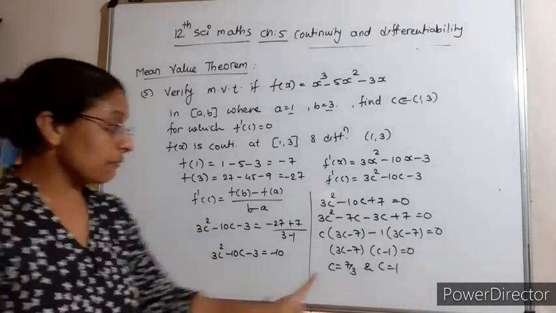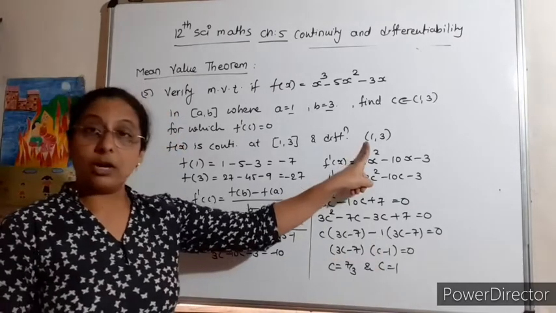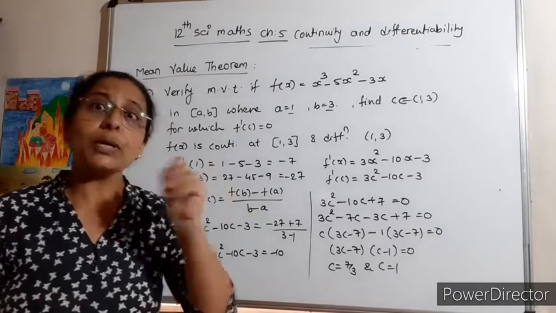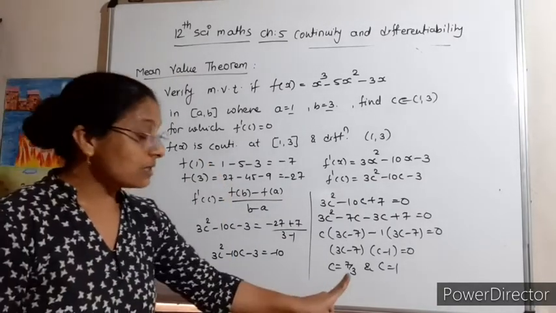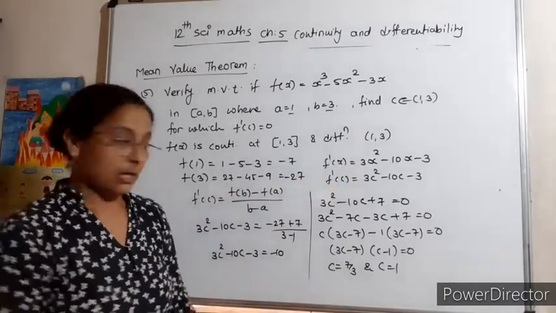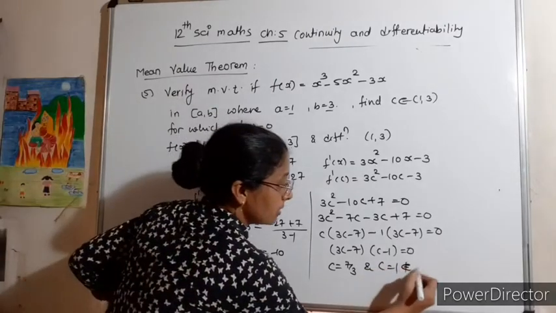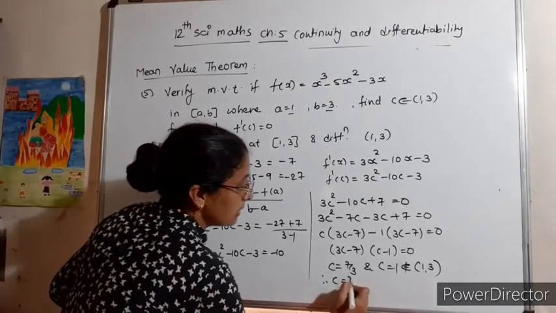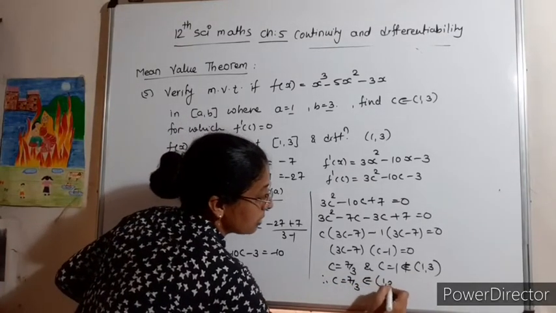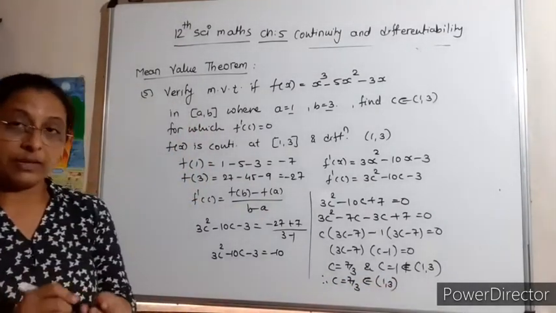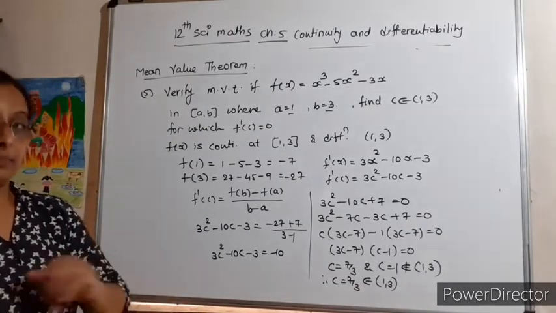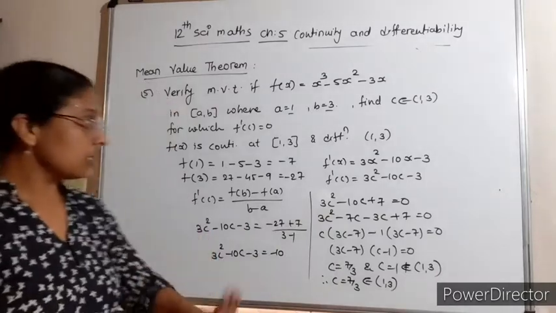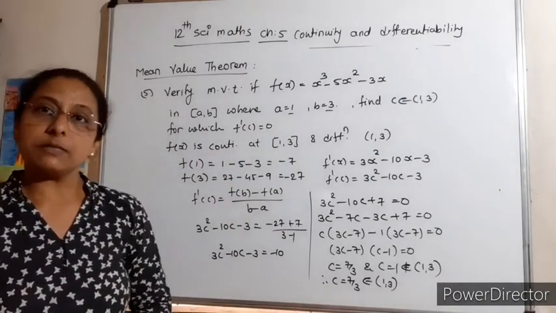But c is equal to 1 does not belong to the open interval (1, 3), right? And c is equal to 7 by 3 is 2 point something, and that belongs to (1, 3). Therefore, we can say that c is equal to 7 by 3 belongs to the open interval (1, 3). So which value do we accept? हम कौन सी वैल्यू एक्सेप्ट करेंगे? 7 by 3, for which the mean value theorem is satisfied.